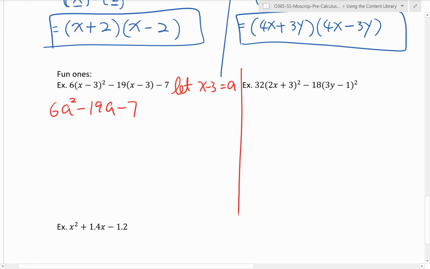You pick your method. I am going to use my favorite method, which is guess and check. For 6, I always go with 3 and 2. That's just my gut feeling. For 7, it's going to be 7 and 1 only, and it has to be 1 positive, 1 negative because it's negative 7. Okay, I got it. It's 3a, 2a, minus 7 here, plus 2 here. Oh, no, this is not right.